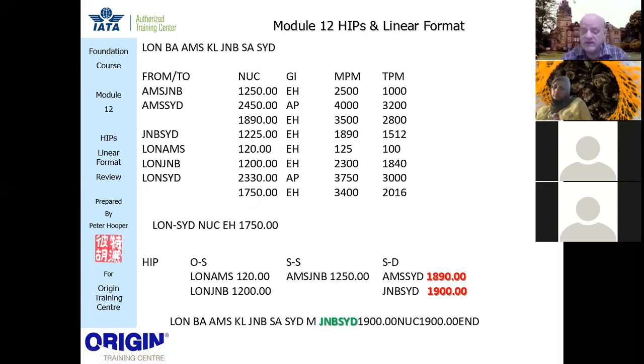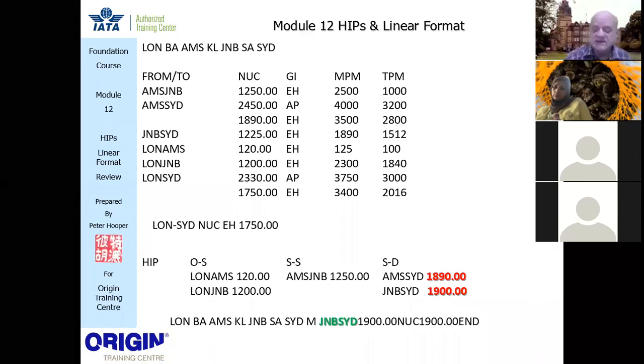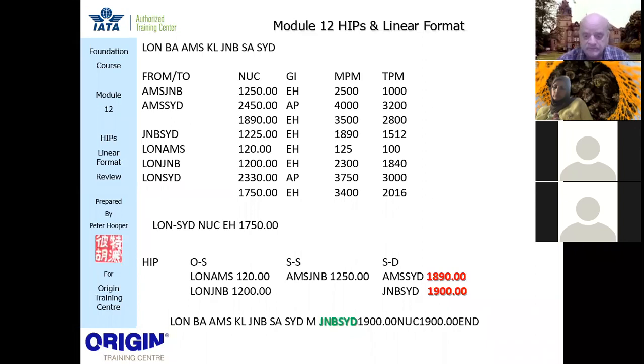Again, you could tell the passenger, if you transit Johannesburg, your fare would be 1890. Or if you go direct London to Sydney, it's 1750. You give the passenger the information, they decide what they want to do. That's being a travel consultant. So are we okay on this bit?